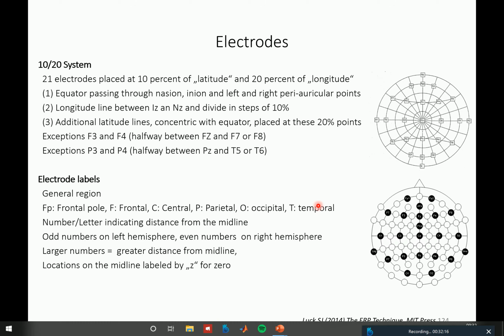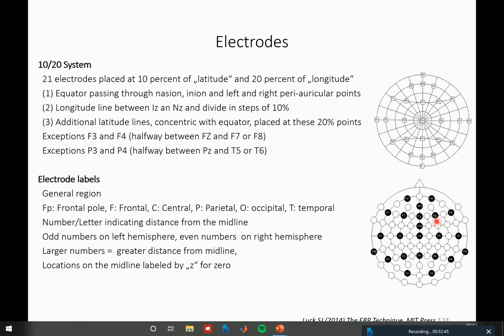The number essentially indexes the distance from the midline. So you can see that if you go further out from the midline, you go to higher numbers. The odd numbers are all on the left hemisphere. So this is the nose, so this is the front. So on the left you have the odd electrodes, and on the right side you have the even numbers.